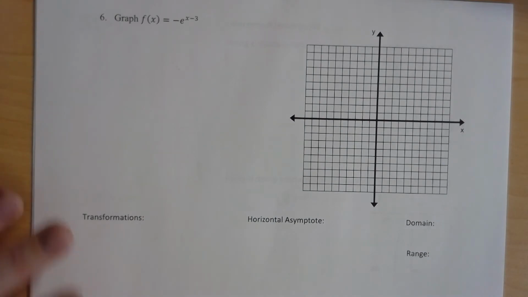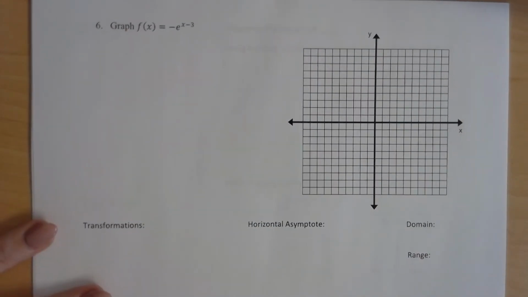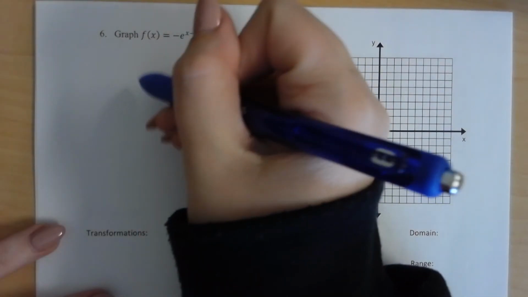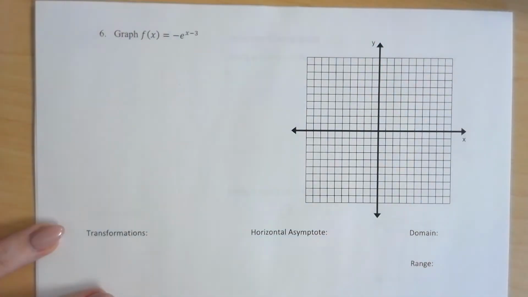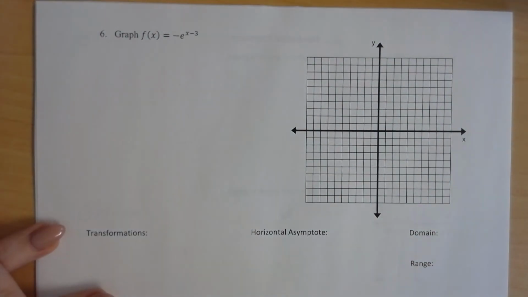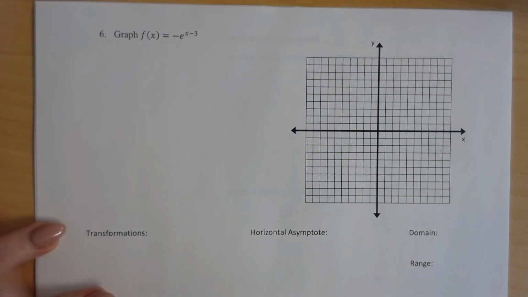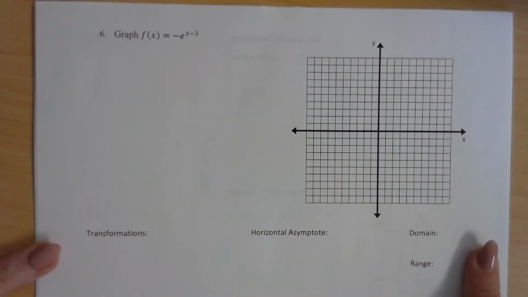Okay, so on number 6, we've got an e graph. If I go to make my chart, are you guys going to know what e to the second power is? Probably not, right? So the chart isn't going to really help us with e's, so you don't have to do a chart with e. I am still going to ask you to fill in all of this.